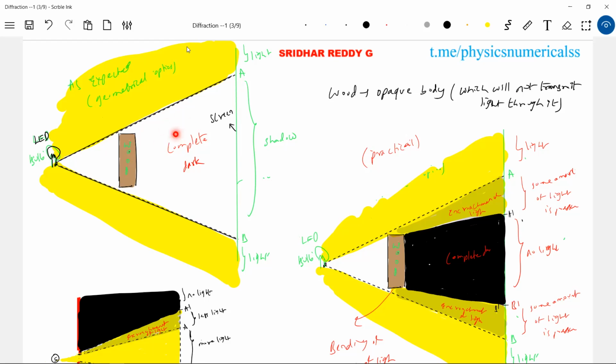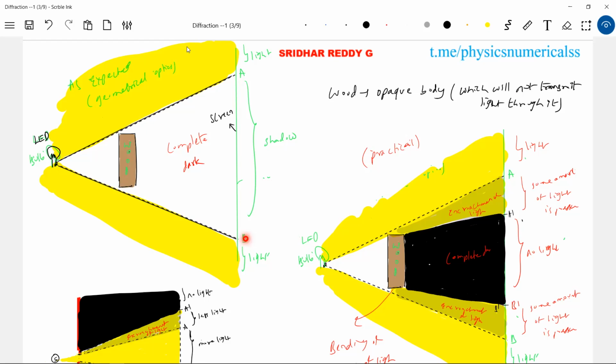This is what is expected according to geometrical optics. What is geometrical optics? Rectilinear propagation of light. Light will propagate in straight lines. So why is there no light here? Because the wood will block the light. All the light coming in this region will be blocked by the wood. So finally, due to rectilinear propagation, only this part of the screen should be illuminated. Do I agree? Yes, this is what we expect.